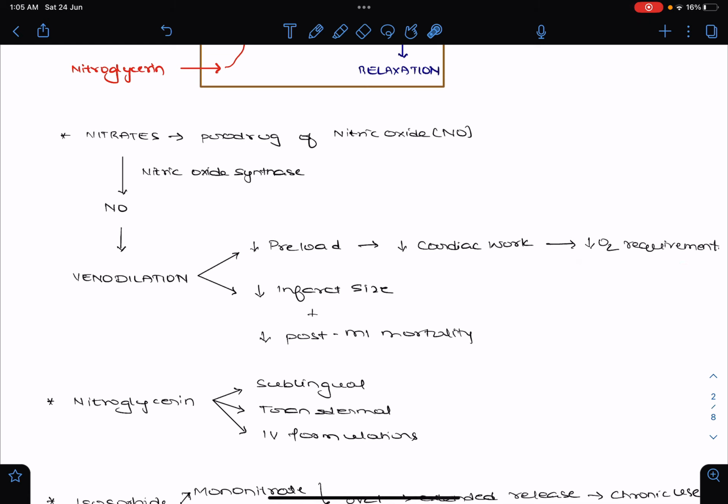On the other hand, another very important usefulness produced by venodilation is that it is going to decrease the size of the infarct, thereby decreasing the post-myocardial infarction mortality.